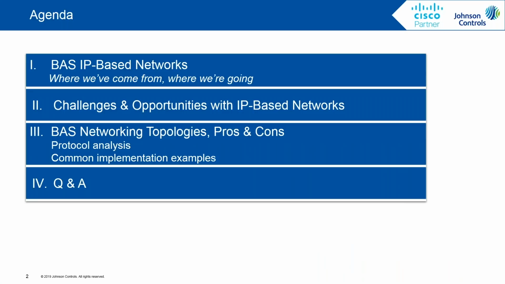So today's agenda is pretty simple and straightforward. We're going to spend some time at the beginning talking about BAS IP-based networks, where we've come from, where we're at today, where we're going, and some of the industry and market trends that are shaping this landscape. And then we'll talk specifically about some challenges and opportunities within the IP-based space in the BAS world. Then we'll do a little bit of a deep dive into the BAS networking topologies, pros and cons of each. We'll also spend a little bit of time doing a brief protocol analysis, and then we'll go over some common implementation examples with some of these different BAS networking topologies. Then we'll leave about 20 minutes at the end for Q&A today.